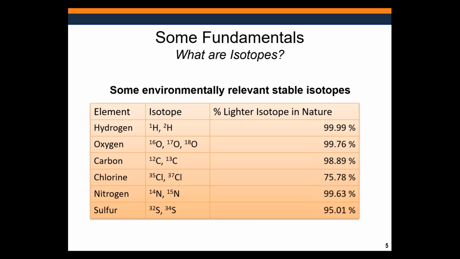The other thing you see from this slide is that the light isotope is typically by far the dominant species of those different elements. Usually greater than 99%. There's occasions such as with chlorine where it's less than that.